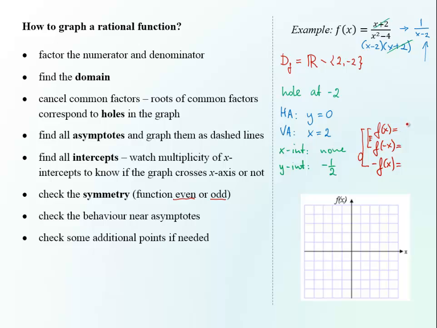Well, let's see. f of x is 1 over x minus 2. f of negative x is 1 over negative x minus 2. That's definitely not the same. And to get negative f of x, we can change the negative in the denominator. It will look like 1 over negative x plus 2, which obviously is neither this nor that. So as a matter of symmetry, there is none.